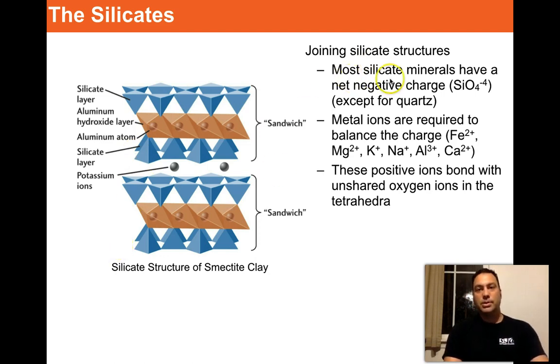To join these things, most silicate minerals have a negative charge, so we need to balance those charges. That's basically what's happening here by combining it with these metal ions, and in the aluminum hydroxide layer as well. These positive ions bond with unshared oxygen ions in the tetrahedron, and metal ions are required to balance the charge. Because this is a negative, see that's a -4, you need some positives to balance it all out. That's what these guys do very well. Neat, right? It's a little complicated at first, but it's really not that sophisticated. Just remember, they're just little pyramids, silicon and oxygen, trying to find a way to balance themselves out.